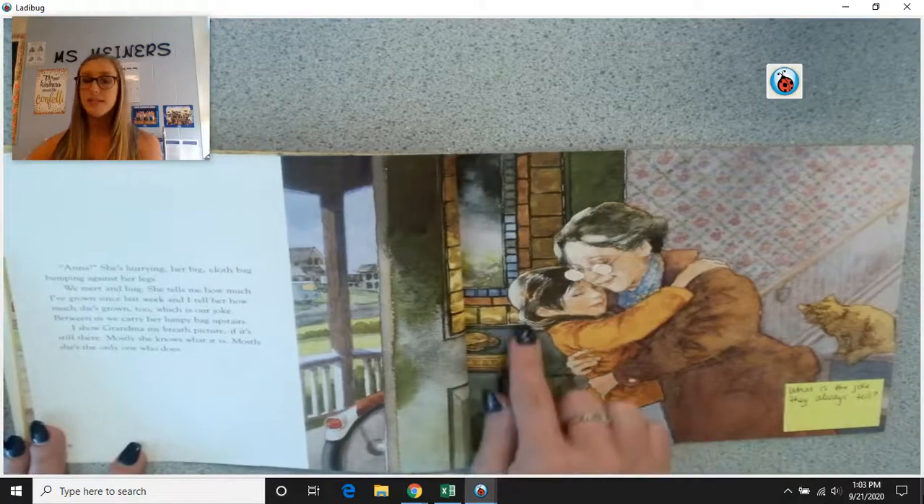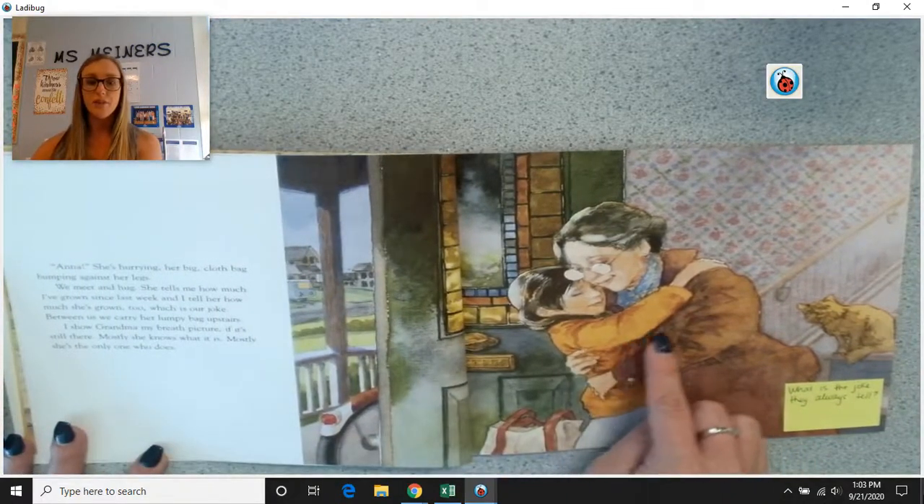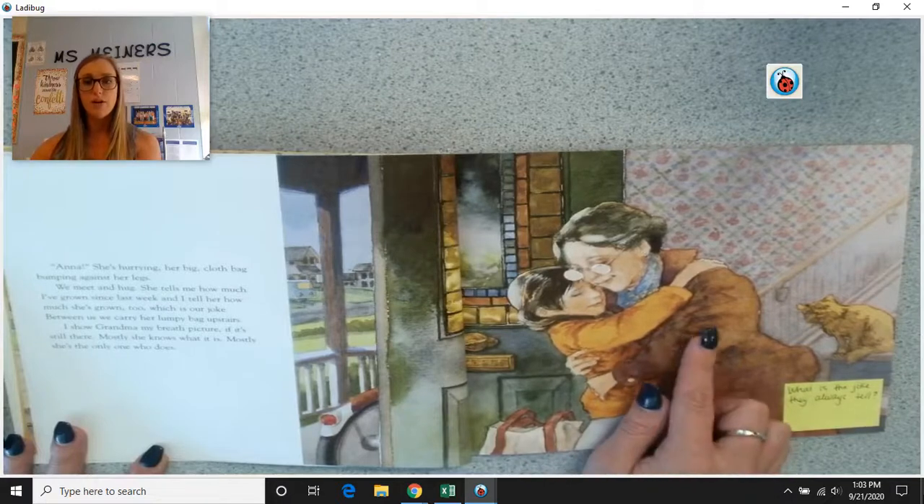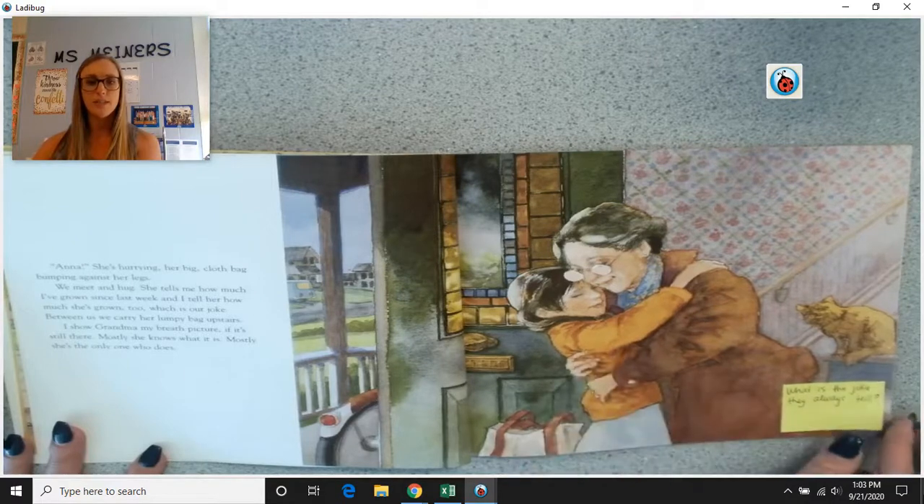All right, so again, take a look at our illustration. I wonder what this is telling us about the relationship between Grandma and Anna. Now let's look at our question. What is the joke that they always tell each other? Just pause the video and take some think time. What is the joke that Grandma and Anna always tell each other?